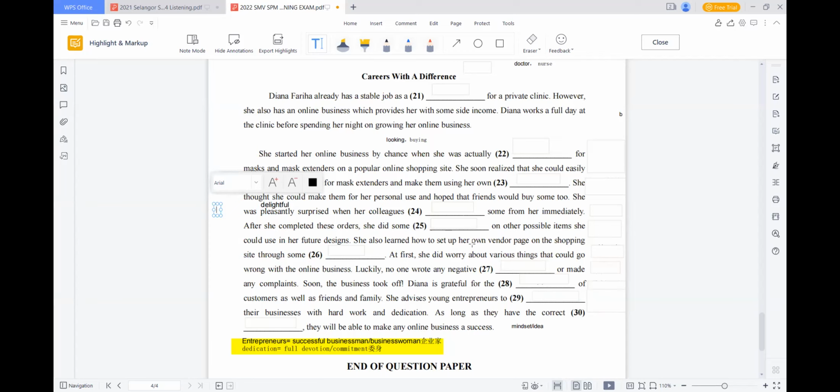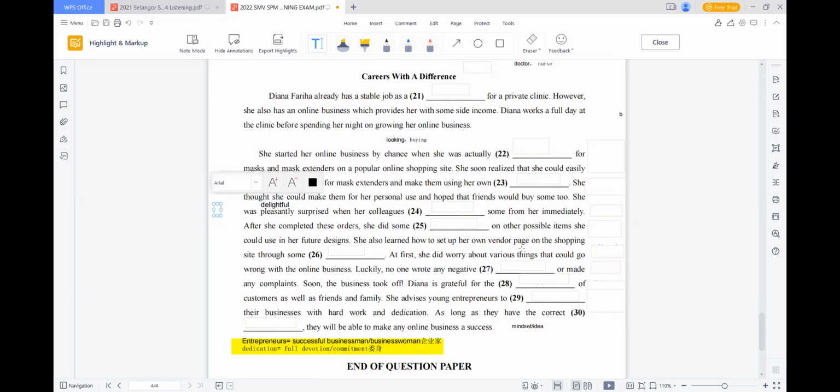She also learned how to set up her own vendor page on the shopping site through some what? Vendor page, vendor 是流动小贩. So we have 流动小贩 like physical vendor. They use the cart with 4 wheels. Usually you can see in the shopping mall, you see the vendors, right? All the vendors, there are different types of things you can sell on the vendor cart. We call it vendor cart. 就是有轮子的. You can either sell drinks, foods, or jewelry items, or small accessory.